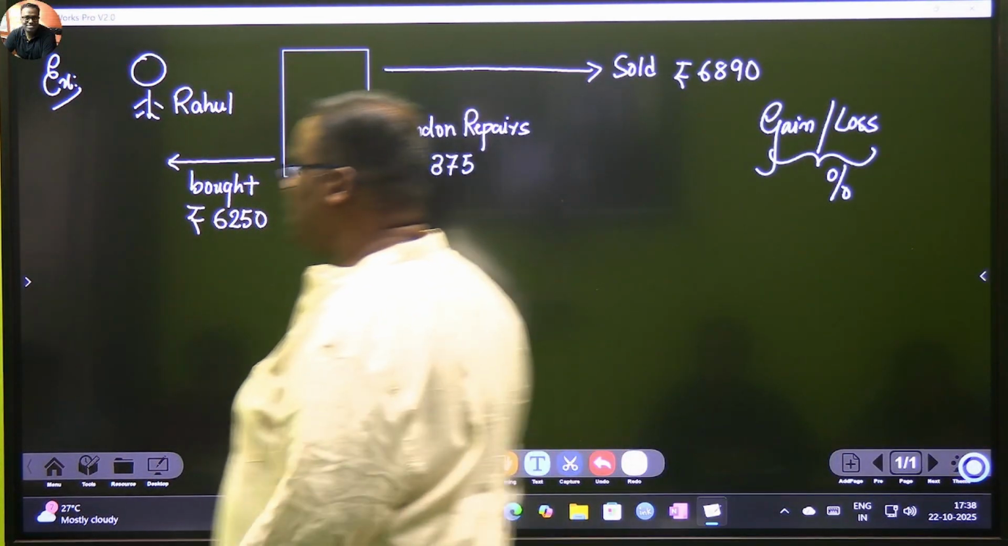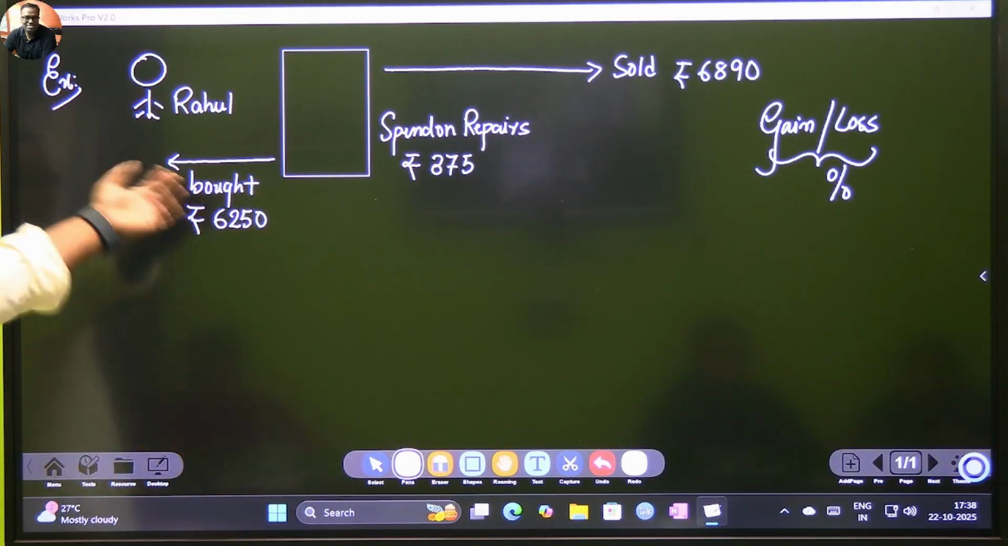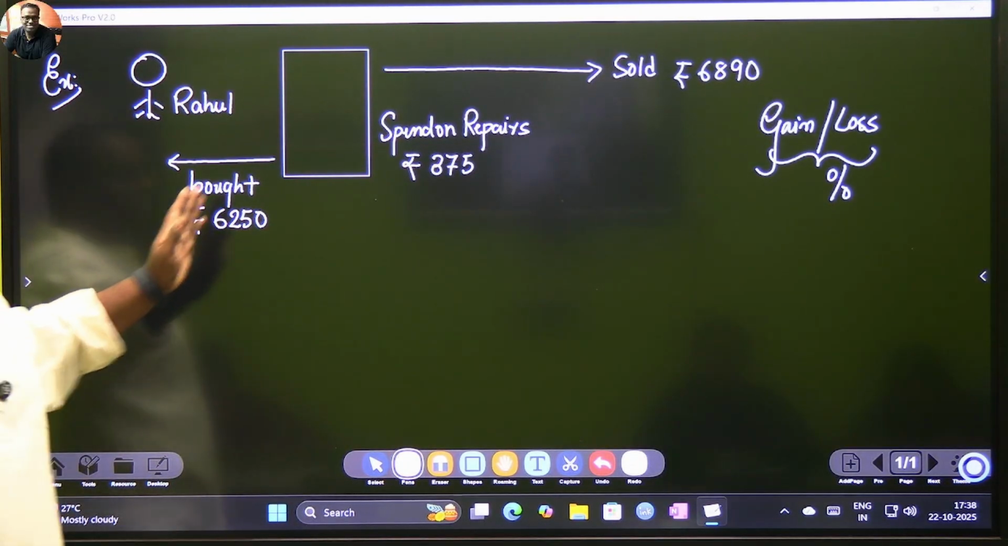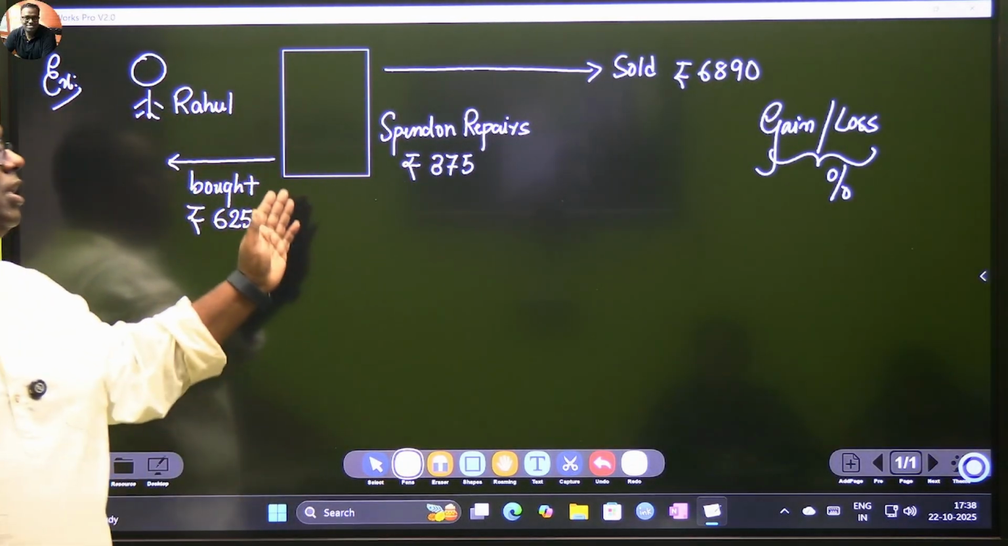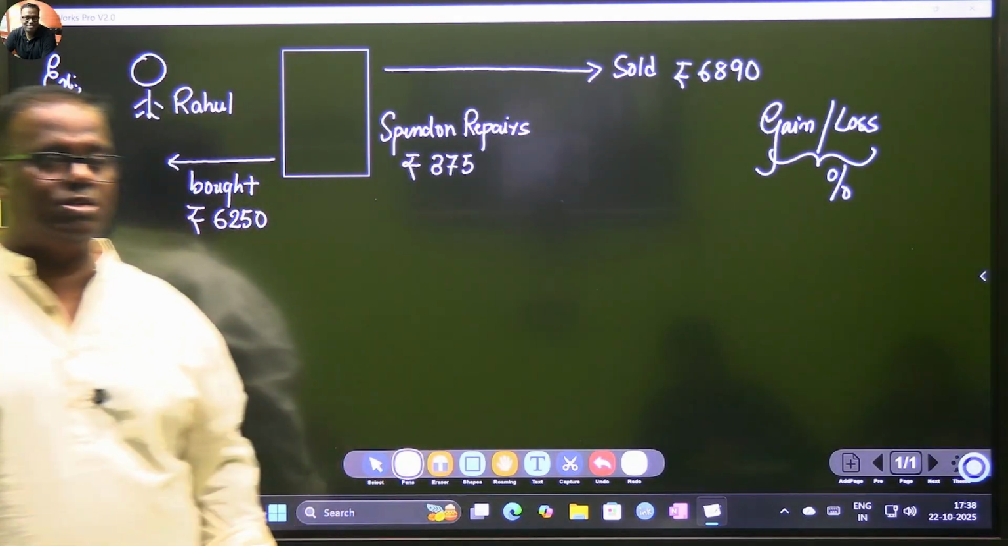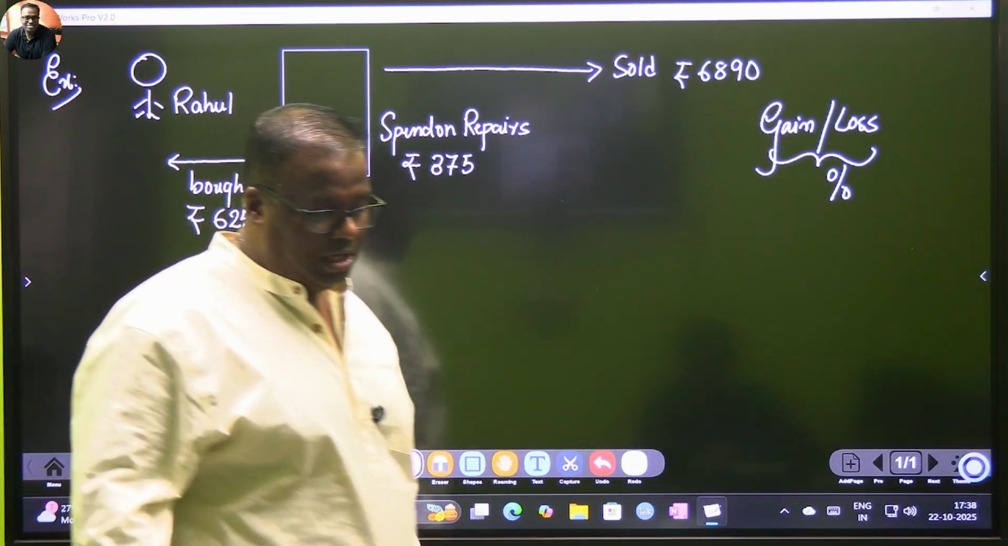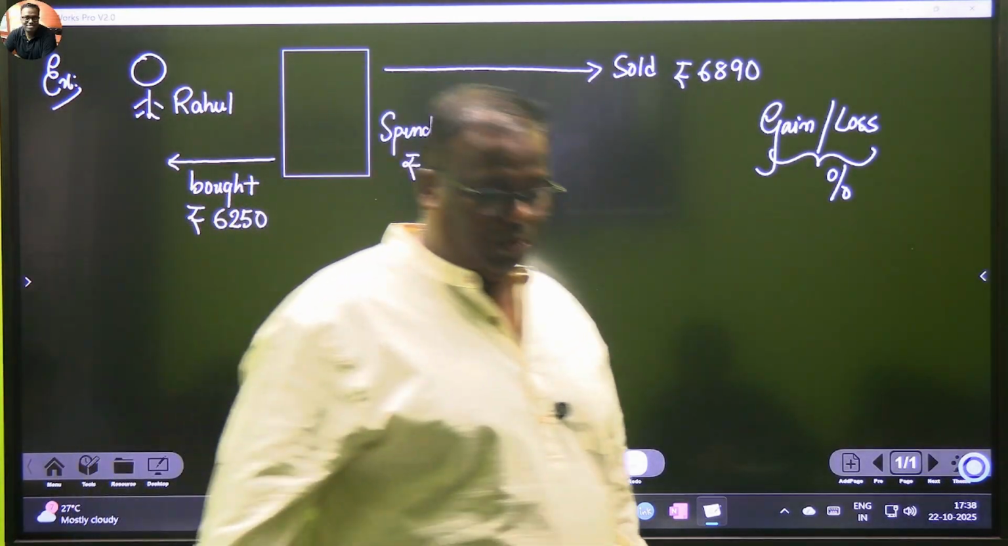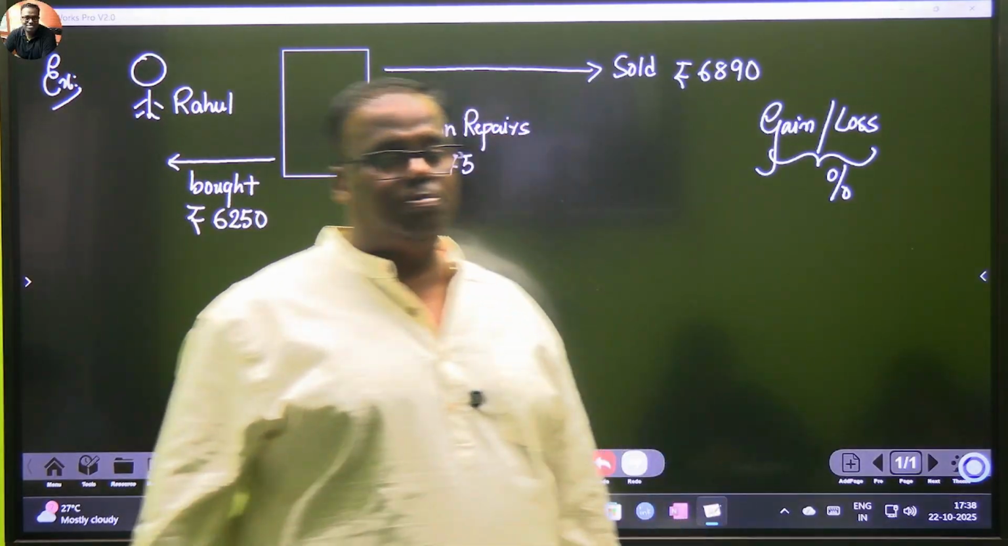The problem is there's a boy called Rahul who buys an Almira for 6250, spends an additional rupees 375 on it, and then sells it for 6890. We are supposed to find out whether he made a loss or profit. And whatever it is, he can make both, you need to find the percentage of that.